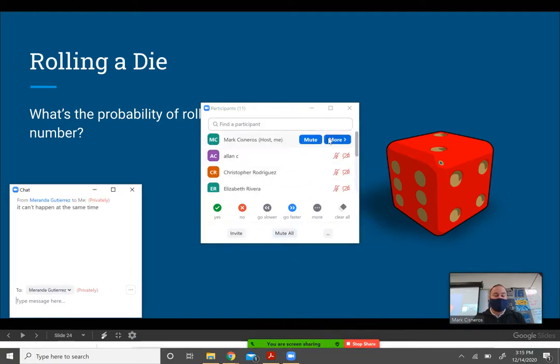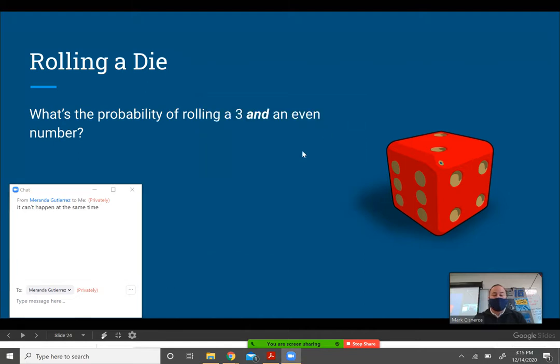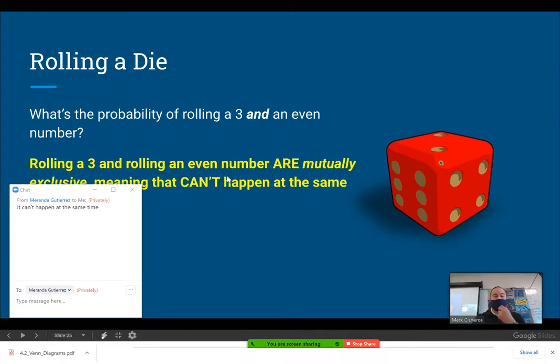Miranda says it can't happen at the same time. Do you guys agree with that? Is it possible to roll a 3 and an even number at the same time? So when the question asks rolling a 3 and an even number, if it's not possible, what's the probability got to be? 0. Okay, it's got to be 0. Rolling a 3 and an even number are mutually exclusive. It means they can't happen at the same time. Anything that can't happen at the same time has a probability of 0.